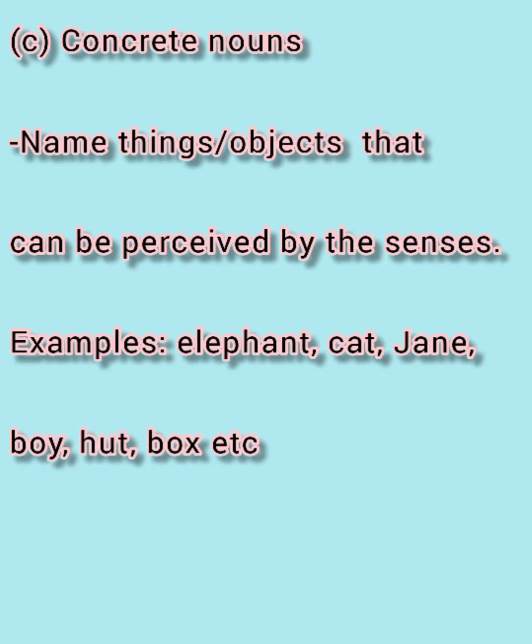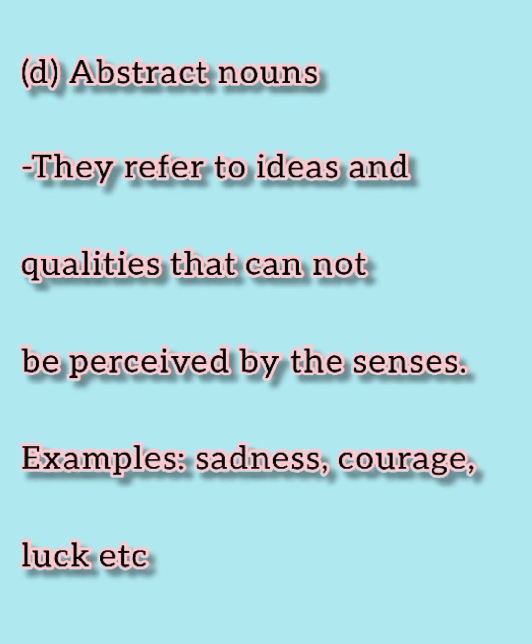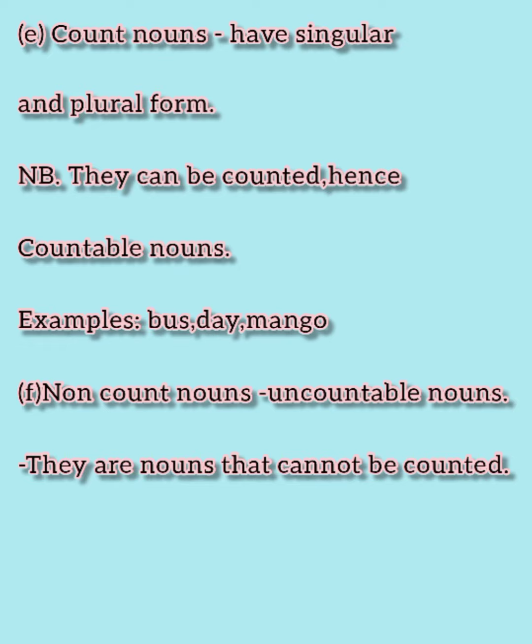From there, we have concrete nouns, which name things or objects that can be perceived by our senses. We have Jane, elephant, cat, boy, books. Then again, we have abstract nouns, which are totally the opposite of the concrete nouns, simply because they cannot be perceived by our senses. From there, we have the count and the non-count nouns, whereby count nouns can be counted, whereas the non-count nouns are uncountable.